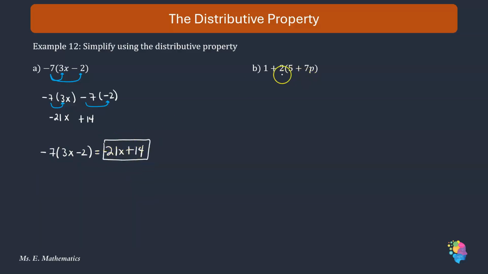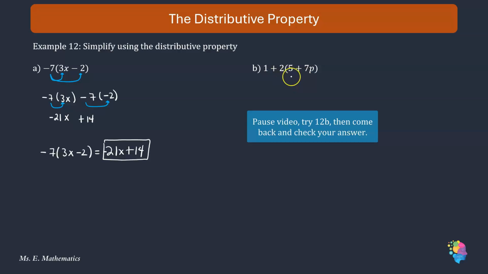All right, this B is a little different, okay? But I think that you can do this one. Let's pause the video, give it a go to this example 12B, and then come back and see if you get the same answer. All right.